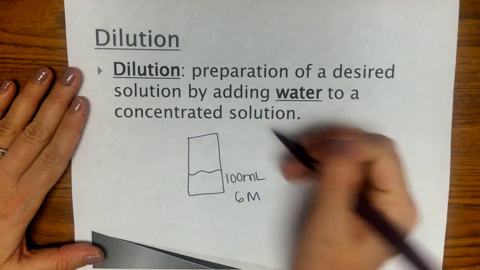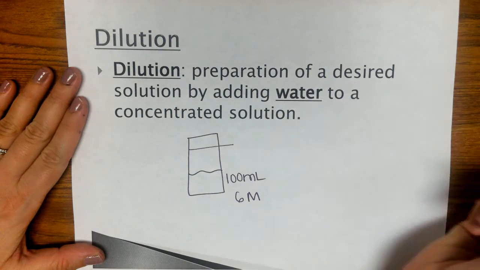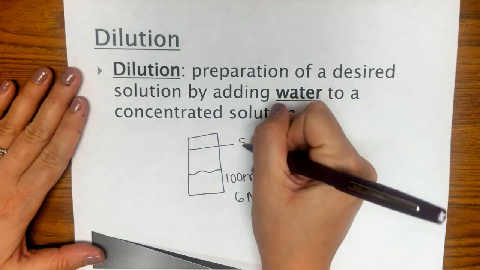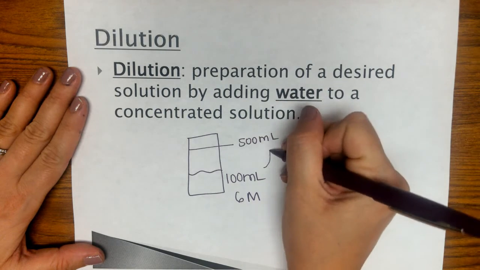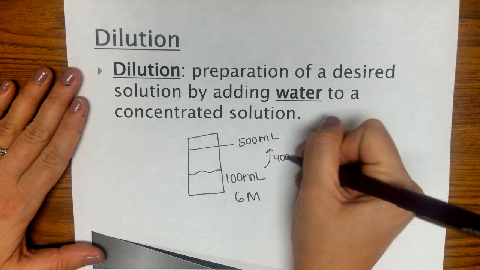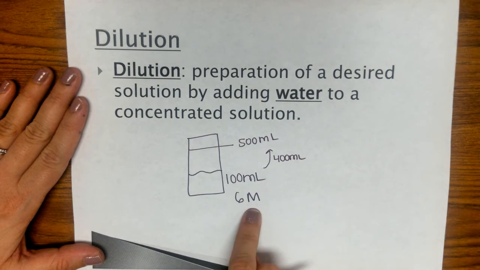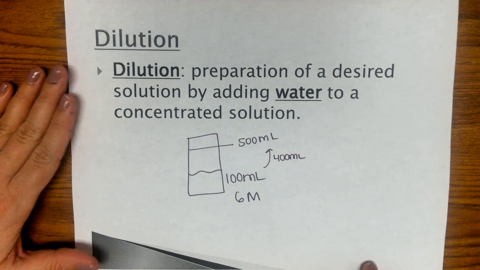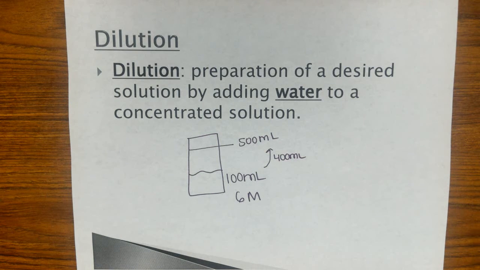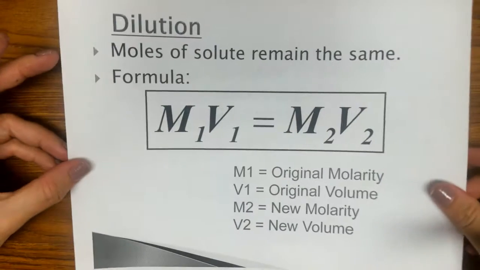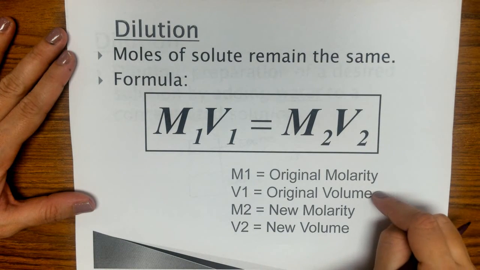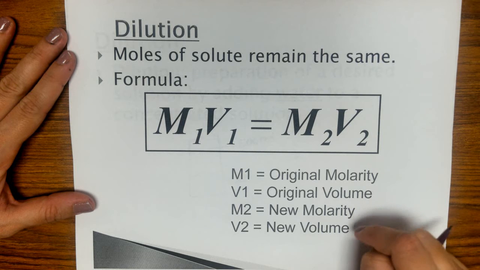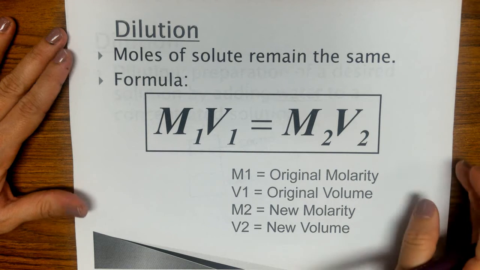So let's say I had this and I add a bunch of water to it, and I make the new volume 500 milliliters. So that means I added 400 milliliters of water. It is no longer going to be 6 molar. It will have a new molarity, and we're going to figure out the new molarity with this formula that you already should have written down. So M1, original molarity, V1, original volume, equals the new molarity times the new volume.